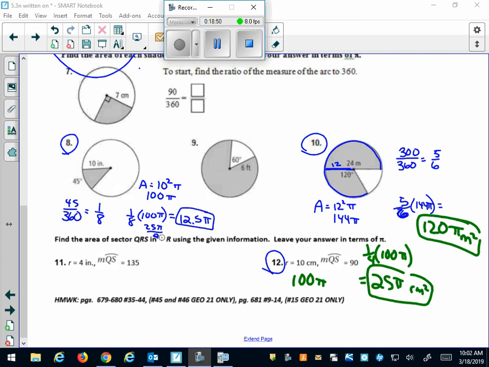Okay, so whether it's fractional part of the circumference, that's arc length, or fractional part of the area, you still need the degree measure of the arc, right? So the processes are pretty much the same either way. Okay.